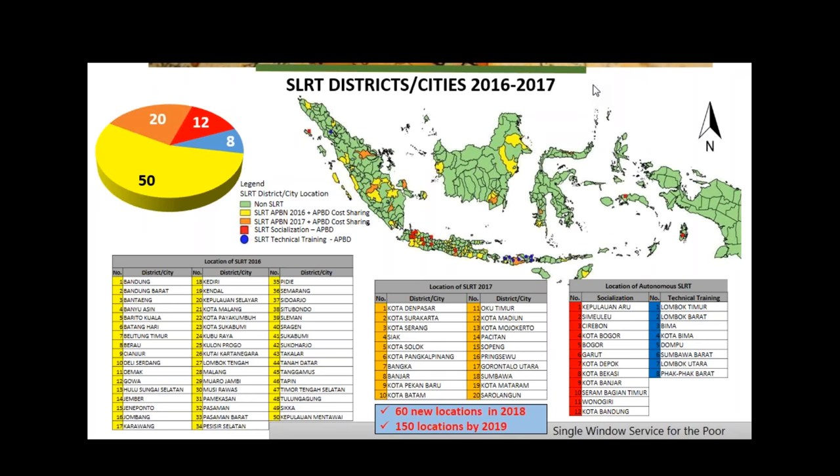And around 8 districts already developed or built SLRT using local budget. So this can be considered as an autonomous SLRT.